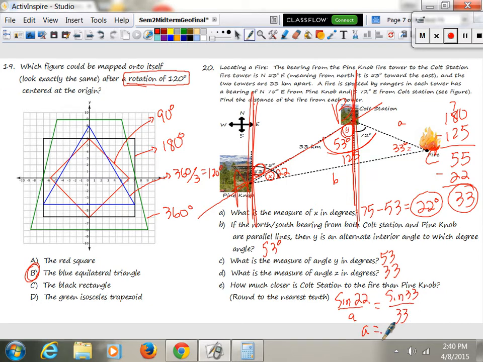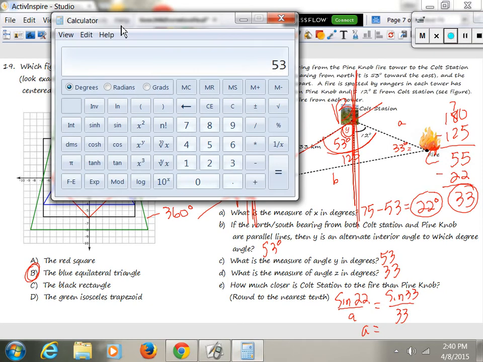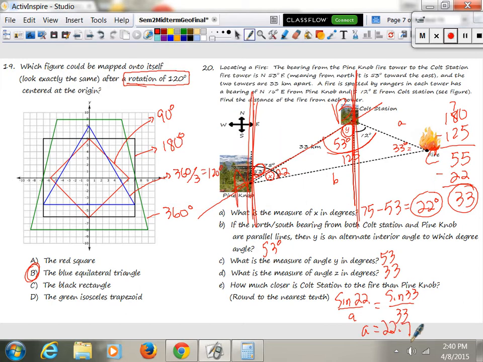To find out what little a is, we use our calculator. So you've got 33 times the sine of 22. That's going to be 12.36. We're going to divide it by the sine of 33. Divided by sine of 33 equals 22.7. So little a is 22.7.